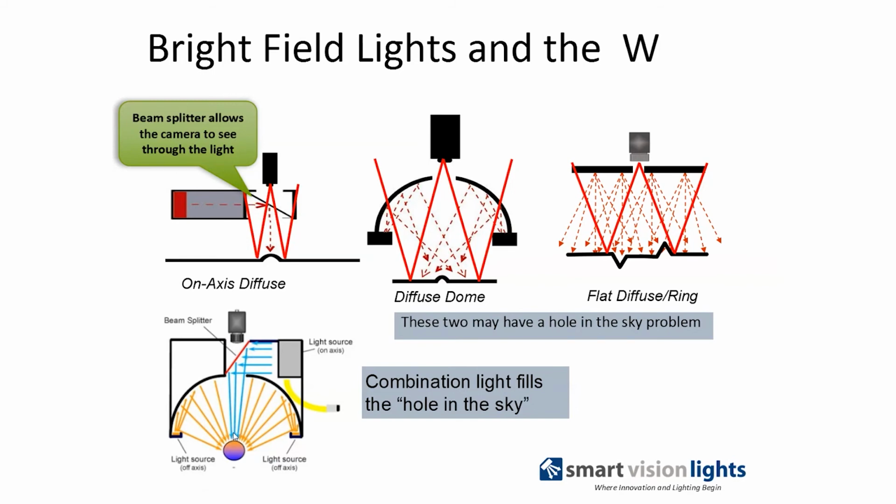and it fills in the hole. So the best way, if you have this problem, is to use a combination light where we use a coaxial light in combination with a dome, and we get the best of both worlds here and are able to fill in all angles of the light.